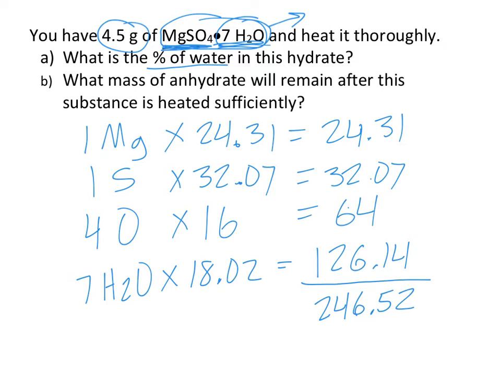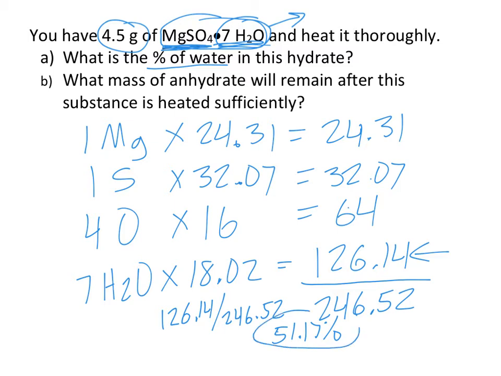Now, I want to find what percent of it's water. Well, water contributes this much, 126.14. So to find the percentage of water, I just take the mass that is water, and I divide it by the total mass, and then times 100 in order to make it a percent. So 126.14 divided by 246.52 times 100, I get about 51.17, rounding to 2 decimals, percent water.